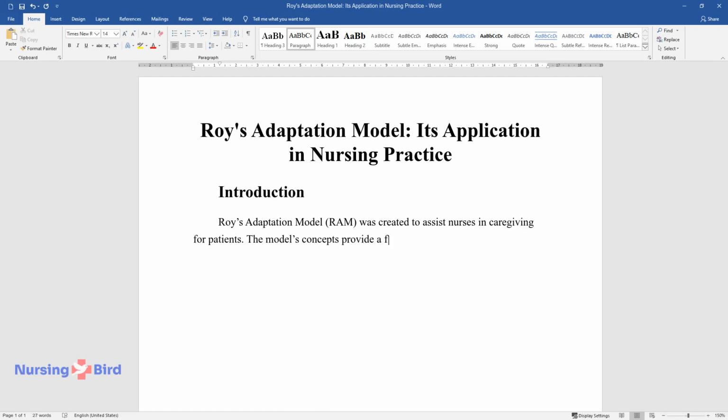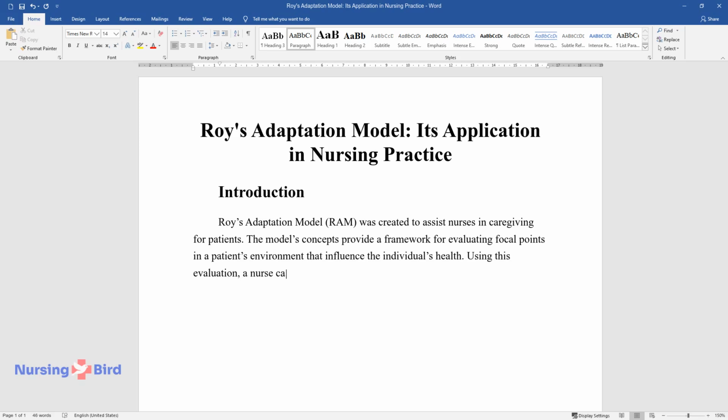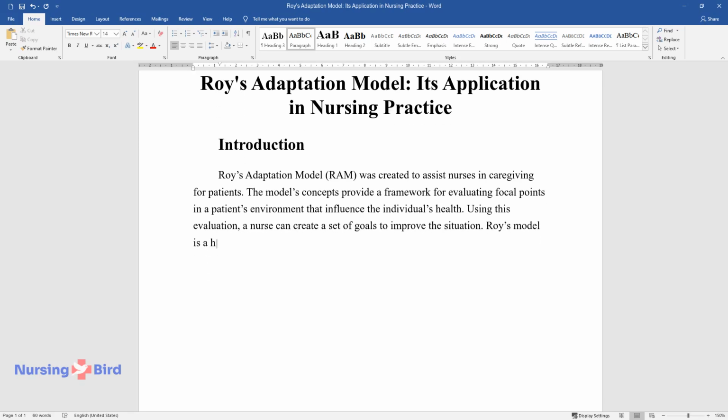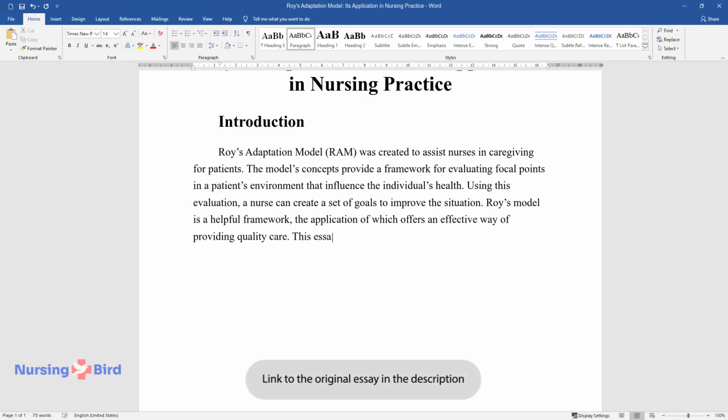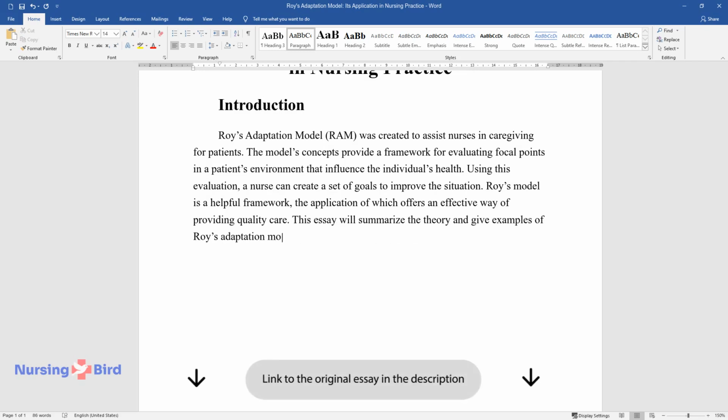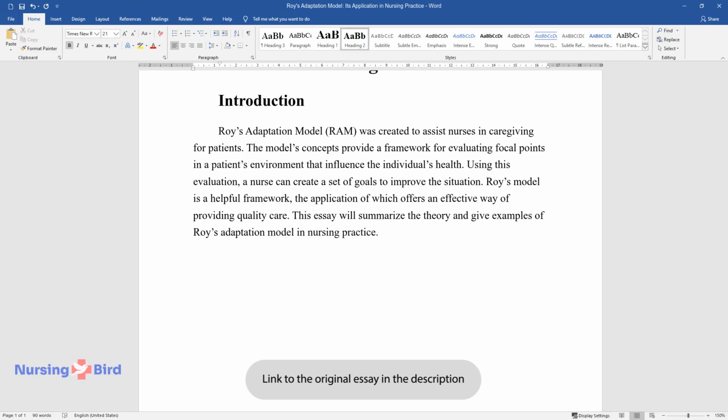The model's concepts provide a framework for evaluating focal points in a patient's environment that influence the individual's health. Using this evaluation, a nurse can create a set of goals to improve the situation. Roy's model is a helpful framework, the application of which offers an effective way of providing quality care. This essay will summarize the theory and give examples of Roy's adaptation model in nursing practice.